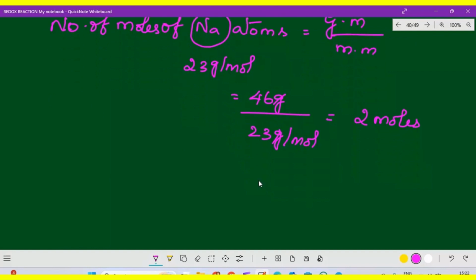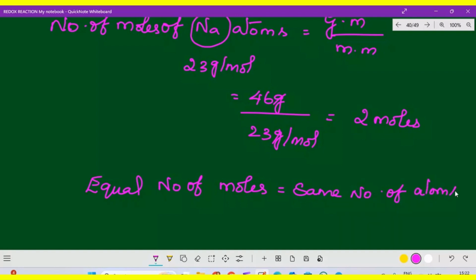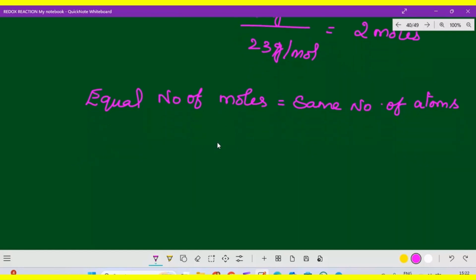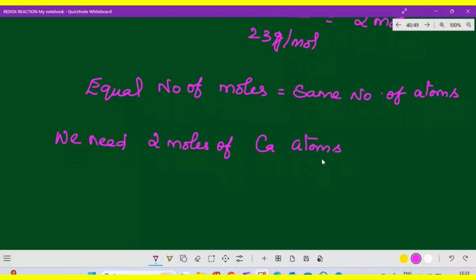Now generally, you might know this point very well. According to Avogadro's principle, equal number of moles contain the same number of atoms. So that is Avogadro's principle. So we need 2 moles of calcium, as they are mentioning that the number of calcium and sodium atoms is equal. So we need 2 moles of calcium atom.